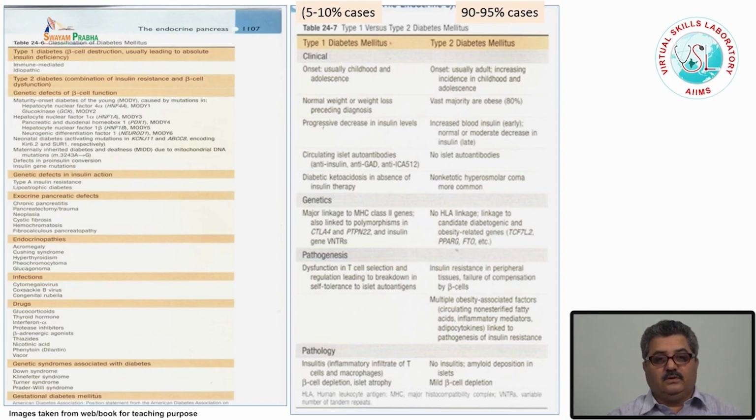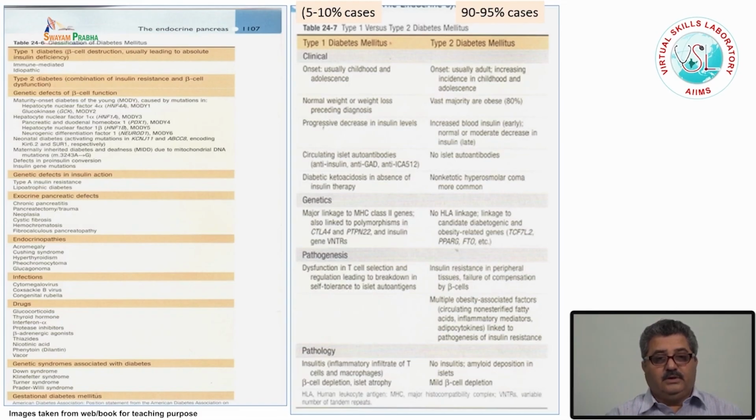Earlier we used to call type 1 diabetes the juvenile onset diabetes mellitus, and type 2 diabetes the adult onset diabetes mellitus. Now, the juvenile and adult onset terminology has been deleted. They are obsolete. They are just called type 1 diabetes mellitus and type 2 diabetes mellitus.